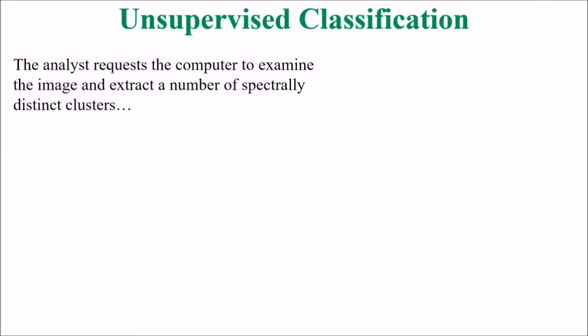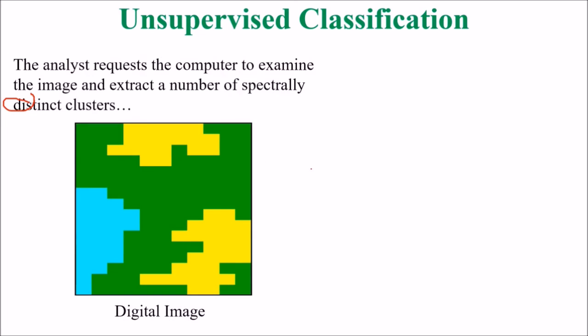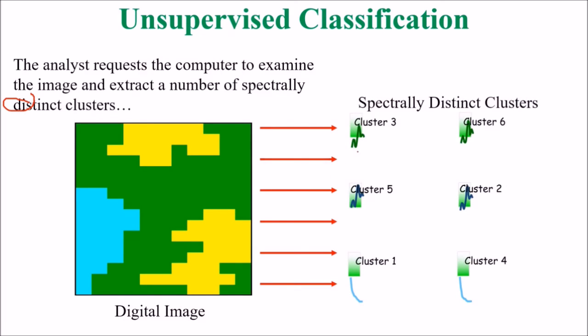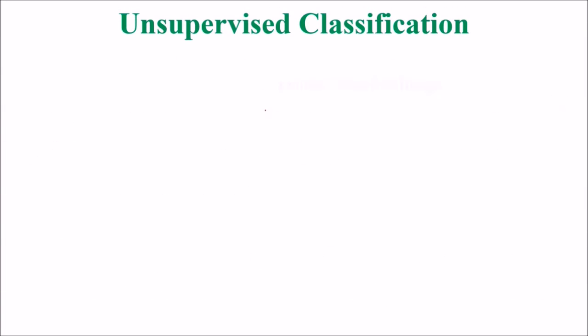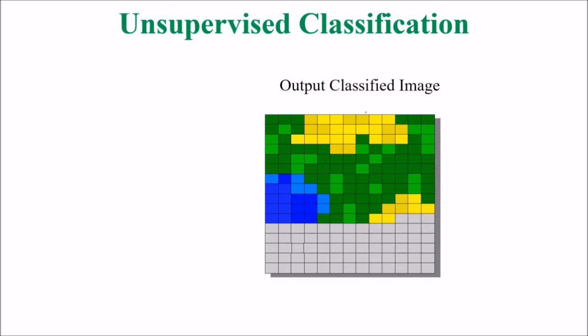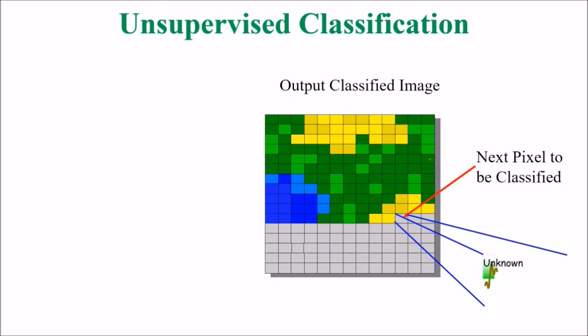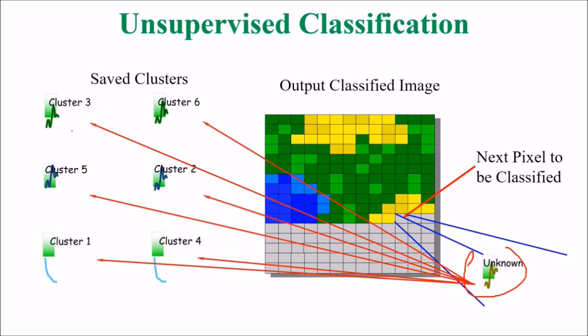This is the clustering part. The analyst requests the computer to examine the image and extract a number of spectrally distinct clusters. This is an image. We get various clusters. Say we want 6 clusters. So these are the 6 clusters with different spectral signatures. This is the output classified image. For the next pixel to be classified, if it is unknown, we can just check which one is the best fit.